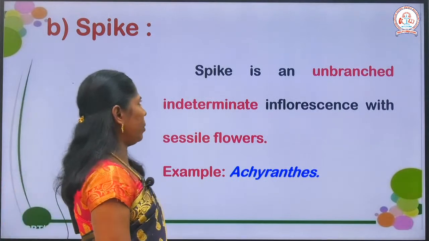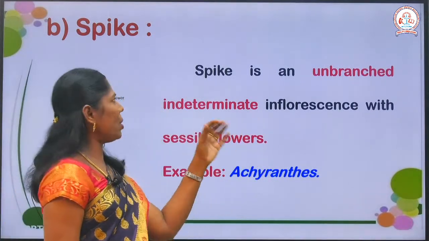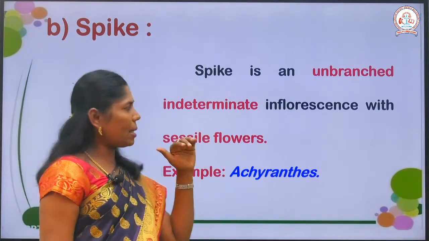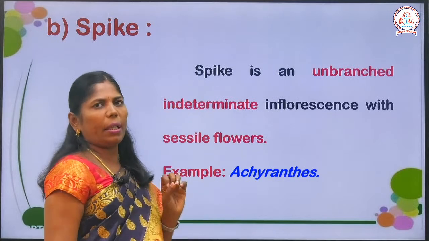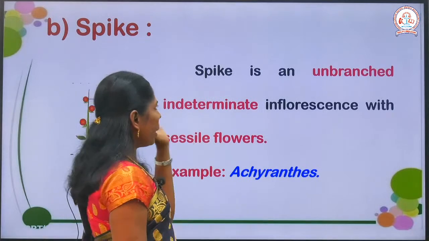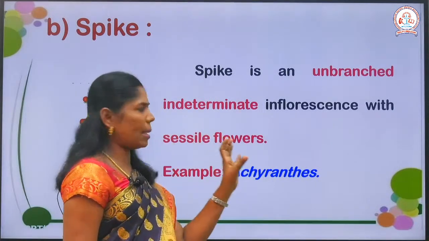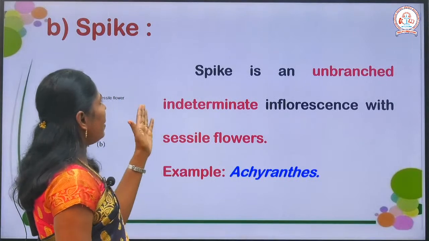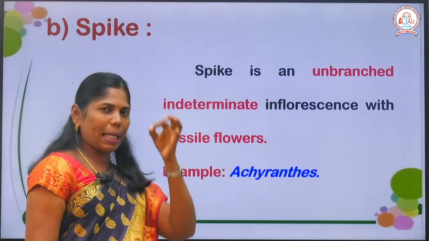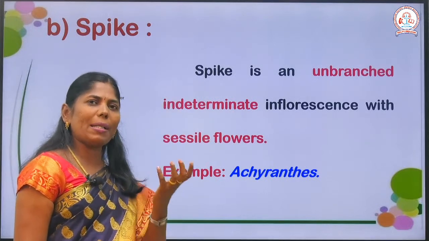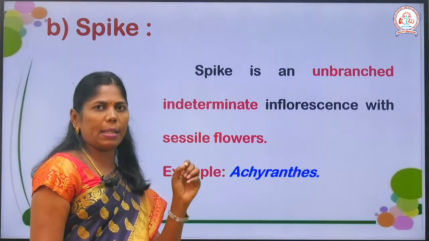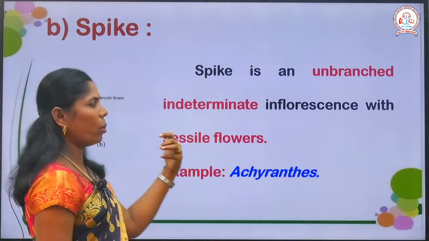Next one is a spike. A spike is an unbranched, indeterminate inflorescence, because it comes under the racemose category. The main axis is elongated. In the elongated category, pedicellate flowers are present in some, and in the spike the inflorescence is with sessile flowers. So, the main axis is elongated, and some have a pedicel, some don't have pedicels. First we studied the raceme, which has pedicels, but in the spike they don't have pedicels.